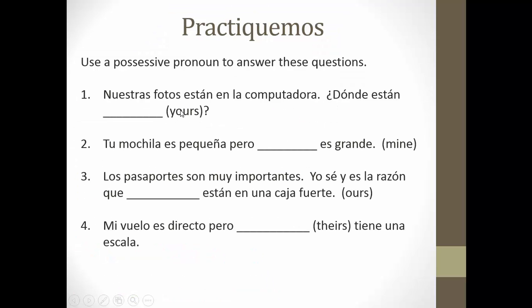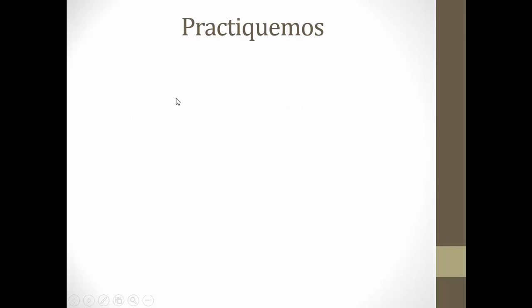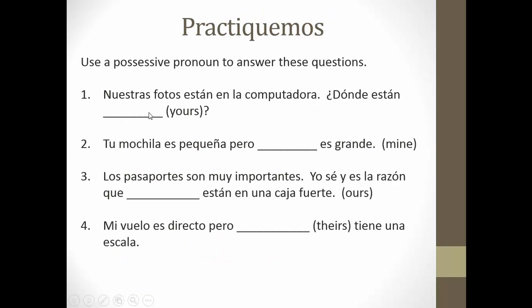Okay, let's practice. We need to use a possessive pronoun to answer these questions. So it says here, complete these statements. Our photos are in the computer. Where are yours? Yours that I'm talking about are your photos. Remember, photos is feminine plural. It appears to be masculine, but it's not. It's irregular. It's la foto. So the feminine plural way to say yours is going to be las tuyas. So the answer here, where are yours? Las tuyas. Please pause me and work through the rest of the questions.